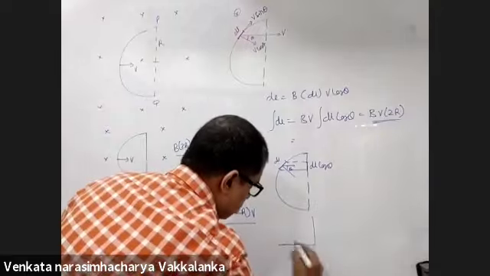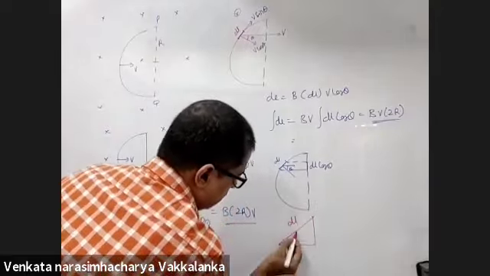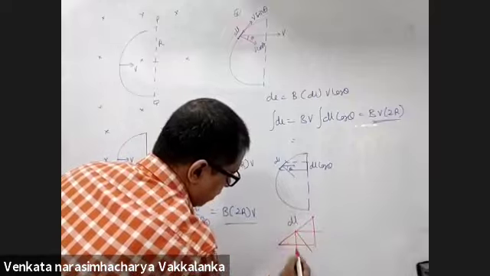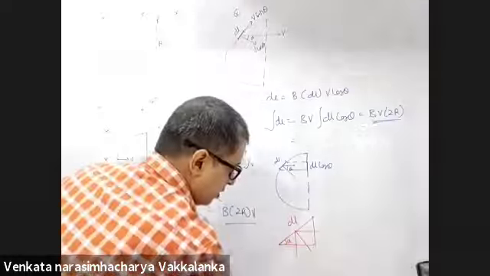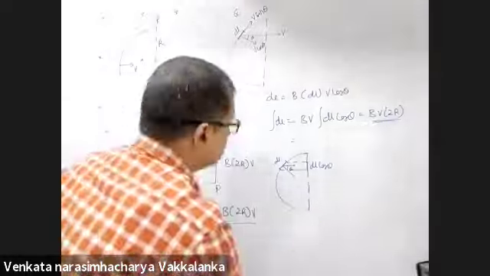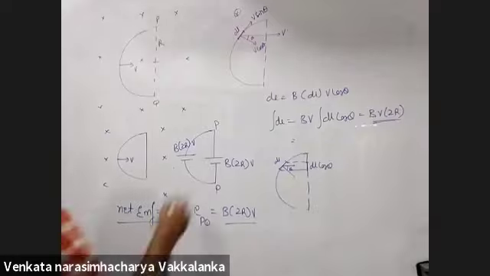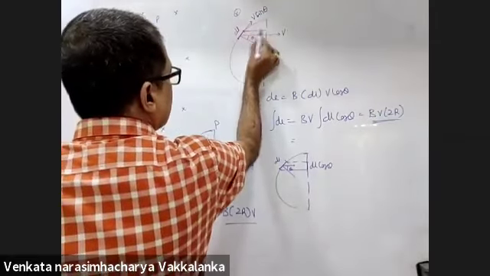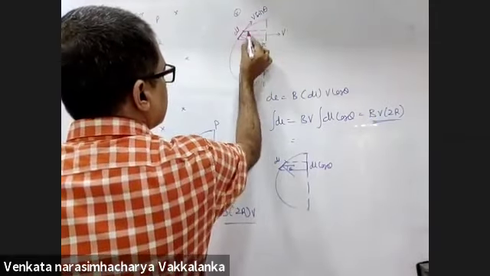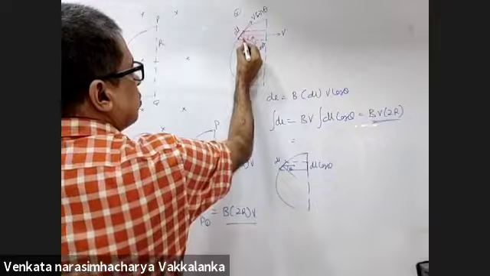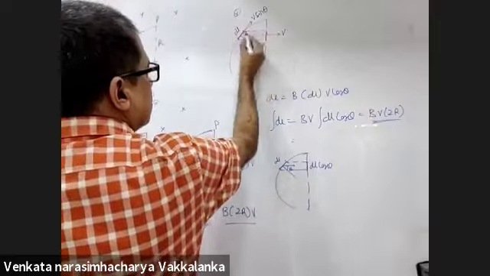You learned that in Newton's laws. If this is dl, got it, sir. This is theta. That will be dl sin theta, no? Resolve it and see. This angle will be theta. So this is dl cos theta.